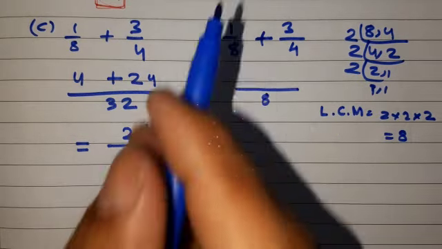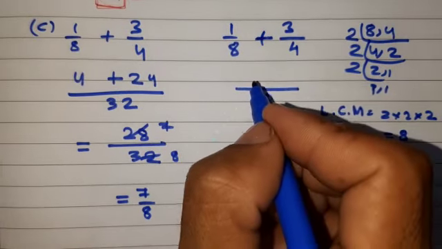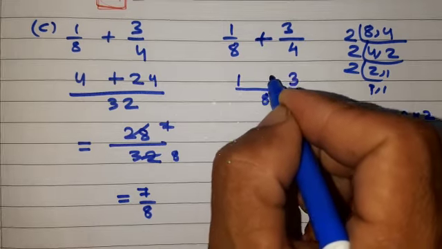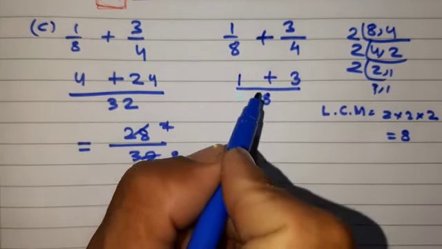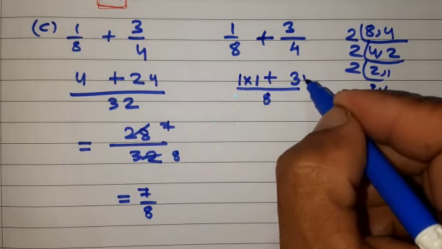8, okay? Yes, sir. What's the number at the numerator place? 1. 1 is at the numerator place, and another is 3. So 8 divided by 8 is 1. 8 divided by 4 is 2. Okay, 2.